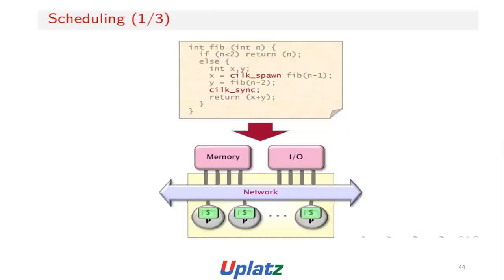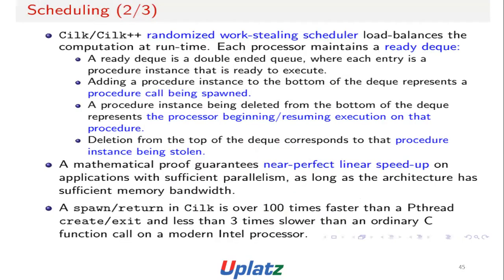Scheduling. The same fib code with cilk_spawn and cilk_sync runs in parallel. The Cilk++ runtime uses a randomized work-stealing scheduler, which load-balances the computation at runtime.